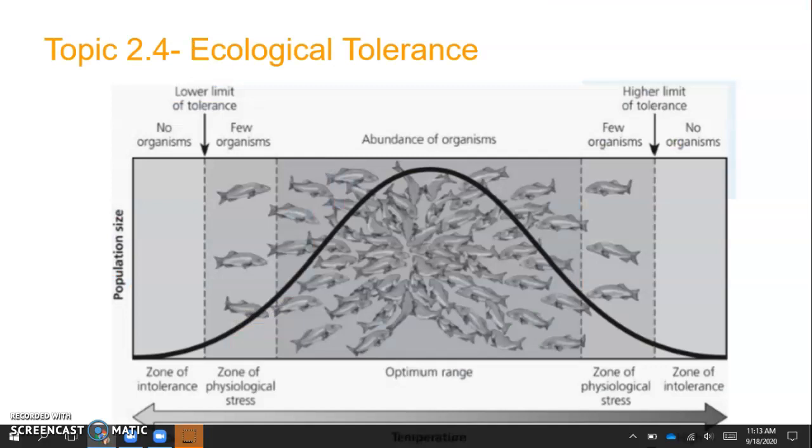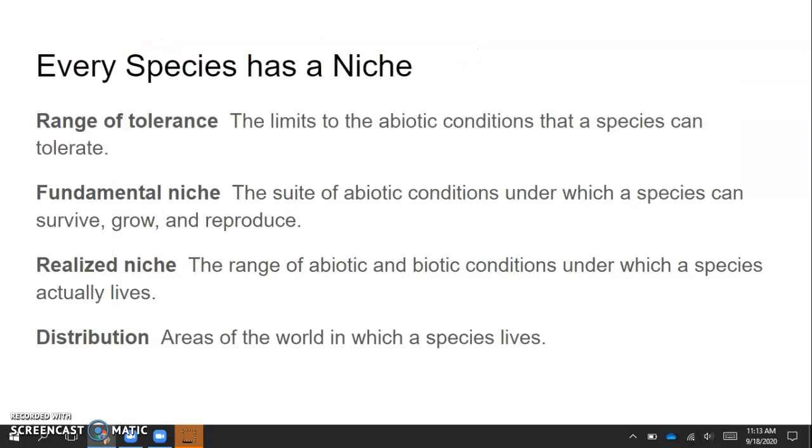So that is the gist of island biogeography. Now let's talk about ecological tolerance. If you think of you're tolerant of something, you kind of put up with something. So we're going to talk about that in relation to ecosystems.